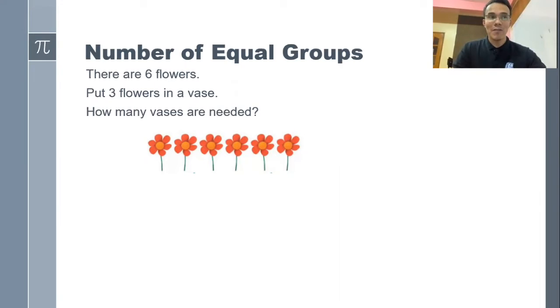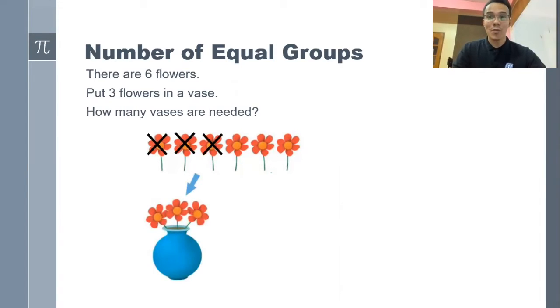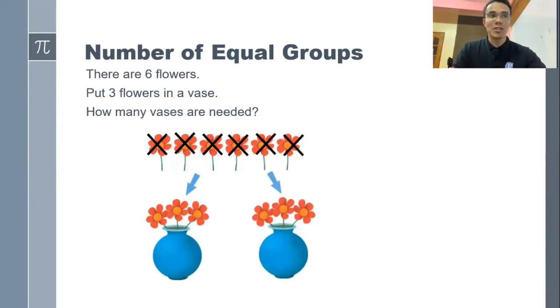So we need to have a vase first and put 3 flowers. Since there are still remaining flowers, then we need another vase and put the remaining 3 flowers. No more flowers left. So what we're going to do is answer the question of the problem. And the question is, how many vases are needed? We have here one vase with 3 flowers, another vase with 3 flowers. We have a total of 2 vases. So we can say that 2 vases are needed.